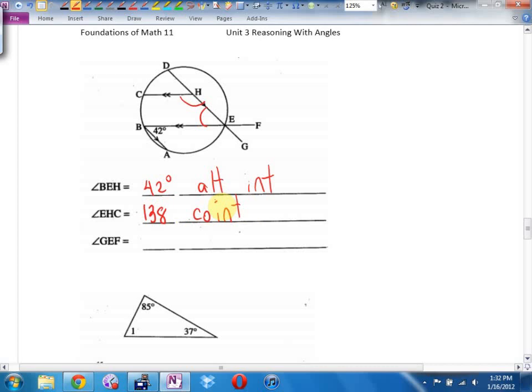Okay, angle GEF, that's this one here. It's going to be the same size as this one here, 42, vertically opposite. Or you have an F, corresponding would also work.